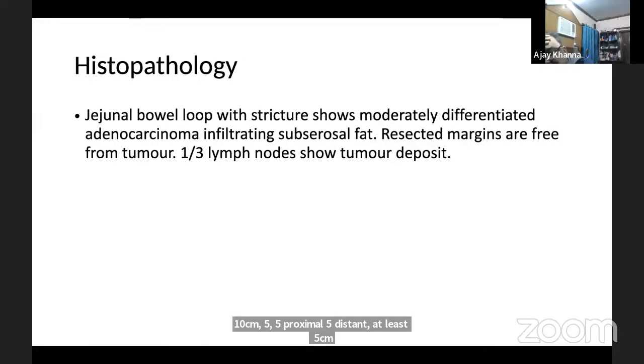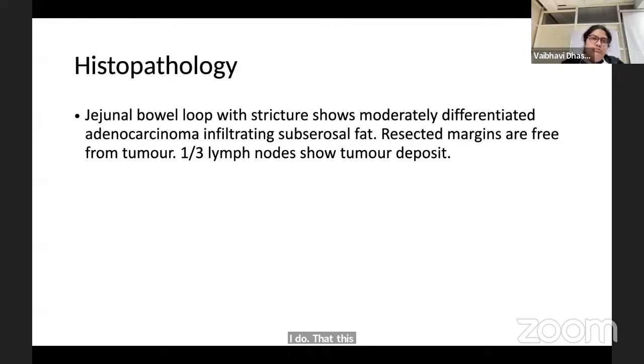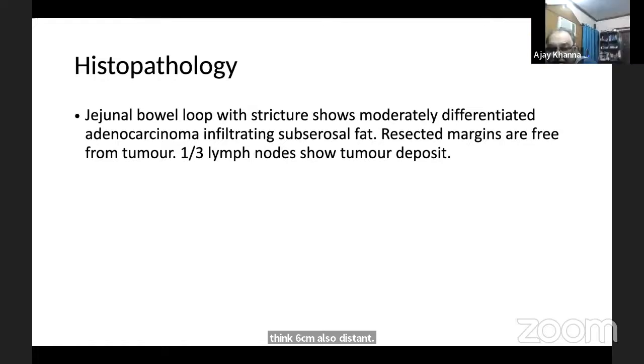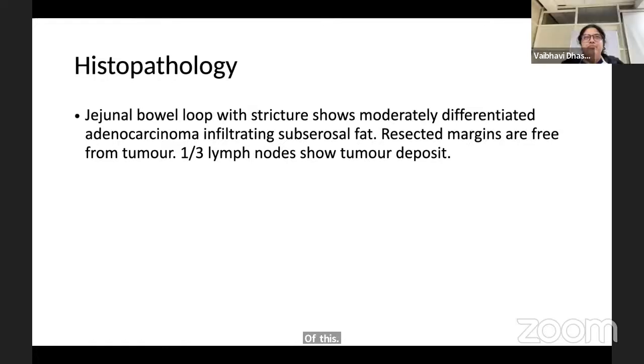So did you achieve that 5 centimeters here? Yes, sir. I've not included the gross examination in this report, but there was around 6.2 centimeters proximal and around 6 centimeters distal, and the segment was resected totally. So what is the plan now after this resection? In any case of GI malignancy, there is a high 5-year recurrence rate, especially in adenocarcinoma of the jejunum. There is a 30% recurrence rate, even if there is clear resection.